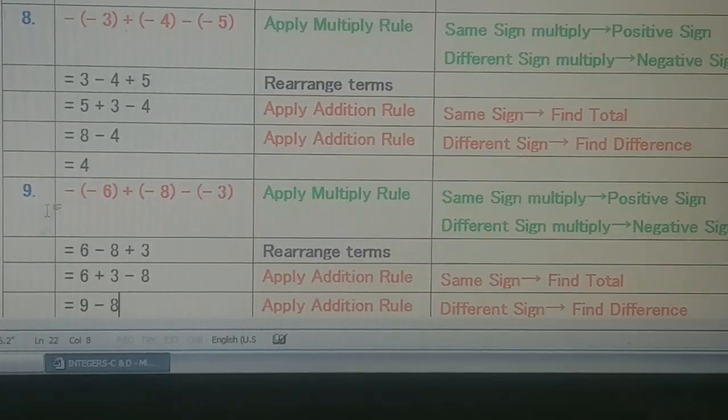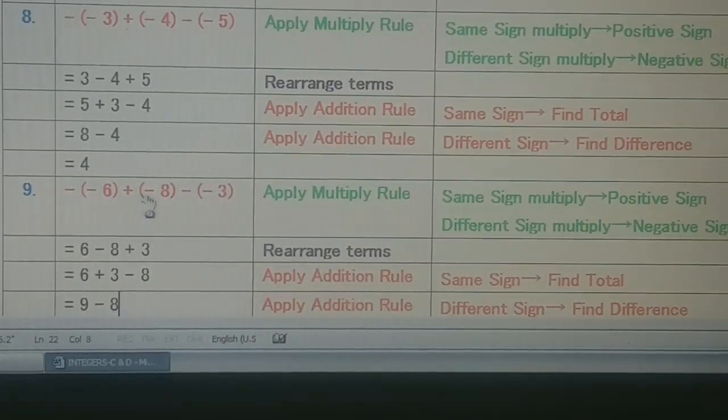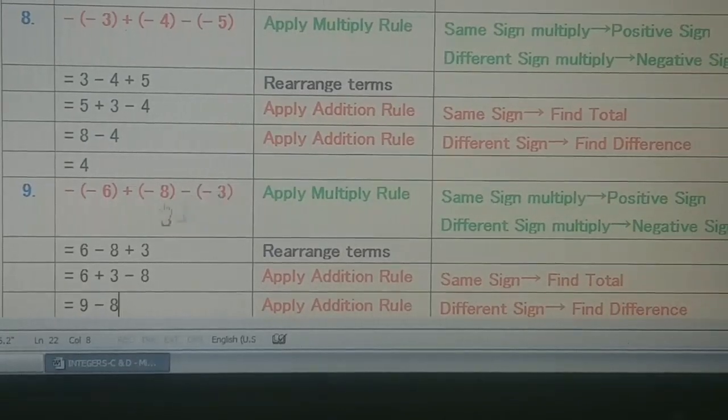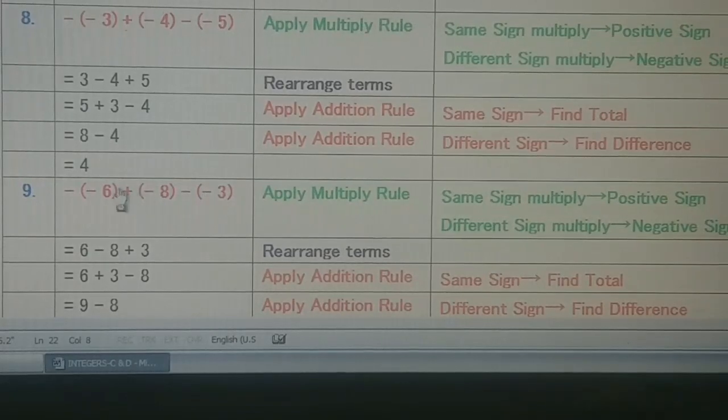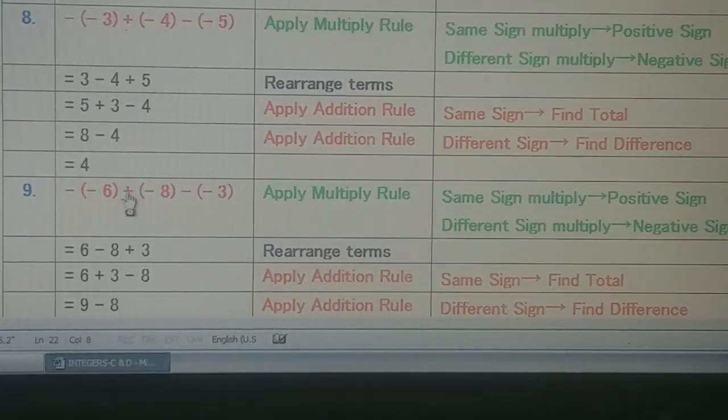In the 9th example we see minus minus 6 plus minus 8 and minus minus 3. Between 6 and 8 there are two signs, plus and minus. Between 8 and 3 there are two signs, that is plus and minus and minus. So we have to remove one of the signs. Before 6 there are two signs, that is minus and minus, and we have to remove one of the signs.